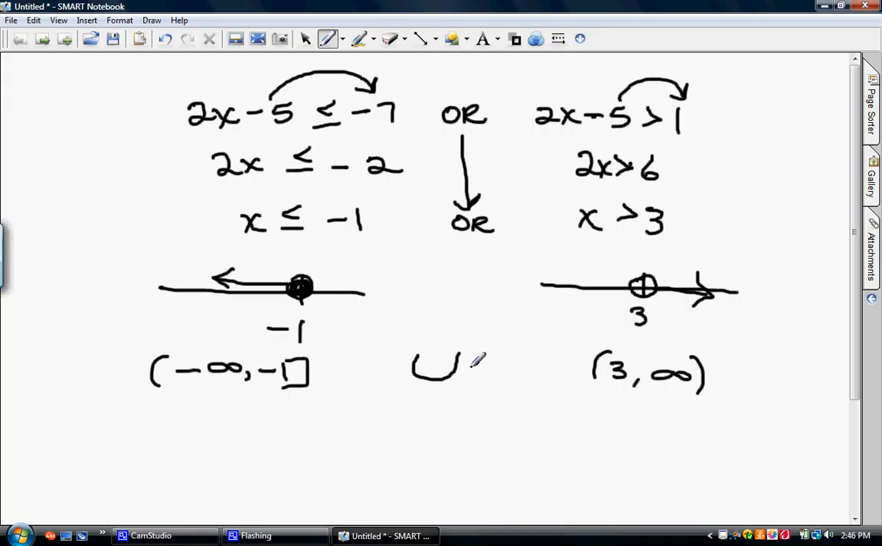If you had a graph, let's say you had a graph with the -1 on it and the 3 on it, and you graphed this one and it went this way, and you graphed this one and it went this way, then they would overlap each other. So that could possibly happen too, but for the most part, we'll end up with union symbols on these problems.